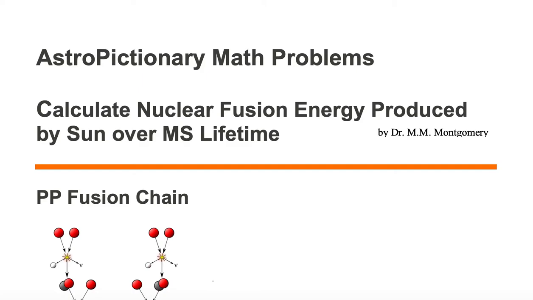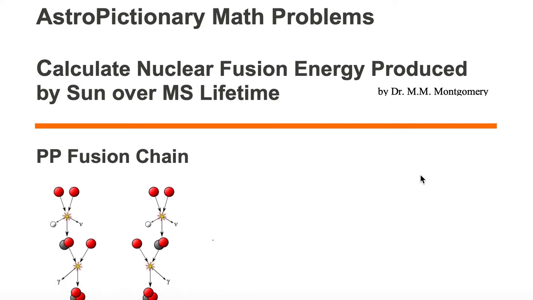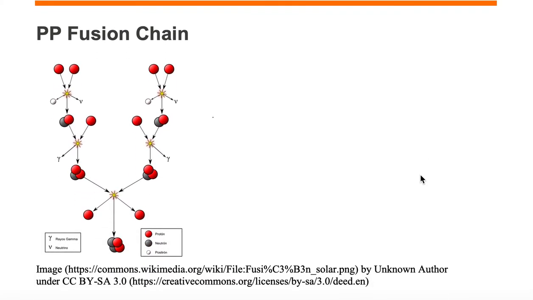In this astropictionary math problem, we would like to calculate the nuclear fusion energy produced by the sun over the main sequence lifetime. Let's look at the pp fusion chain. We start out with 4 protons that ultimately fuse together to generate one helium-4 nucleus.